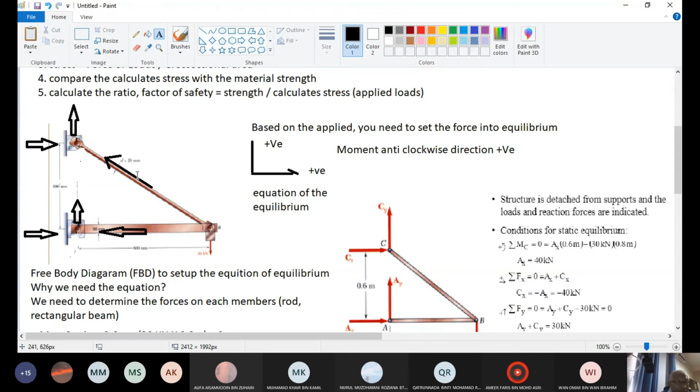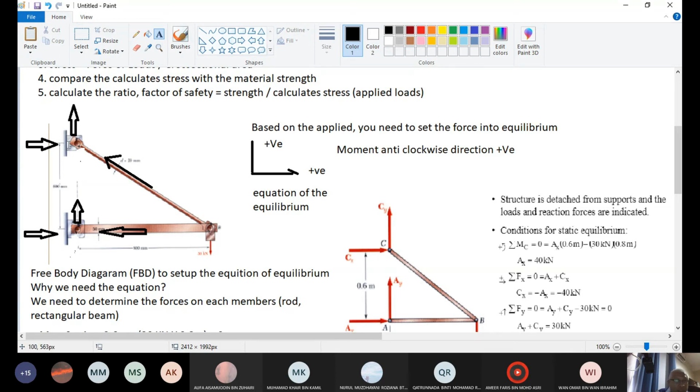Before that, you need to understand about equilibrium. All the forces will be in equilibrium. So the 30 kilonewton here will be resolved in the system here. We call this a system. We have two beams here, resolved to zero. So the system here will have all zero forces.